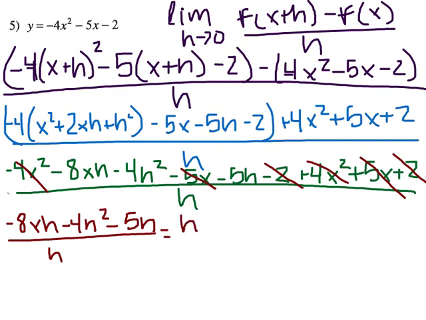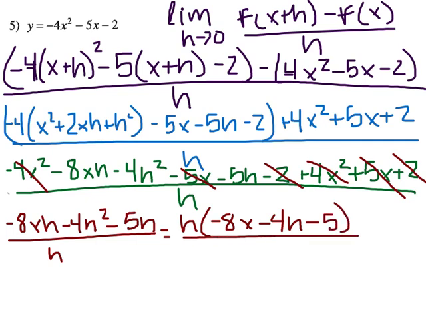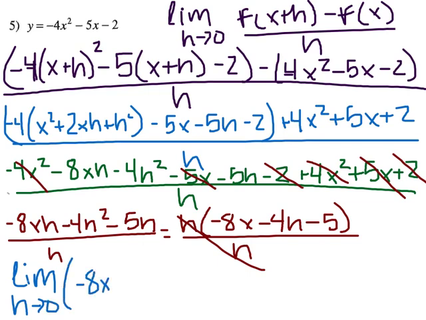We can factor out that h on the top. H times negative 8x minus 4h minus 5 all over h. And when we do that, our h's will cancel, and we get the limit as h approaches 0 of negative 8x minus 4h minus 5. We have no domain restrictions there, so we can just plug in 0 for h, and we will be left with negative 8x minus 5.